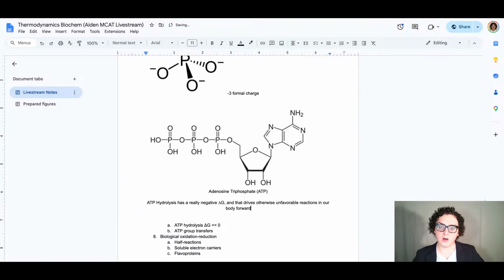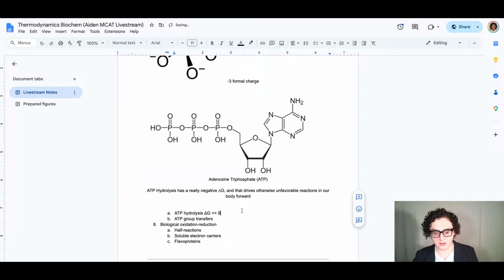So in order to do all of that fun, unfavorable chemistry that we want to do in our body, we need to make a sacrifice energetically. And that sacrifice that is being made constantly, all the time, every day, every night, is ATP hydrolysis. We need it in order to survive.